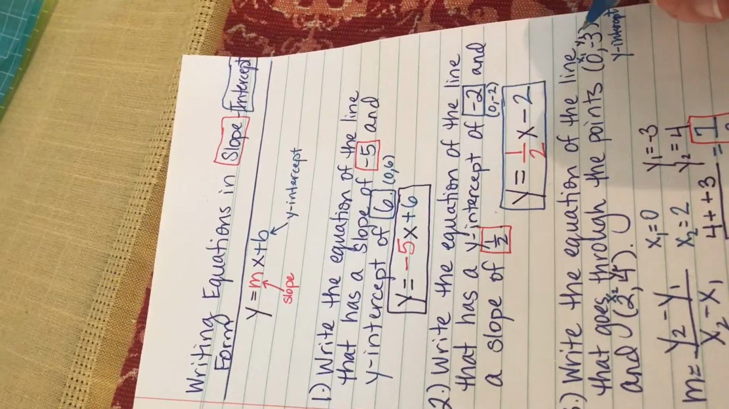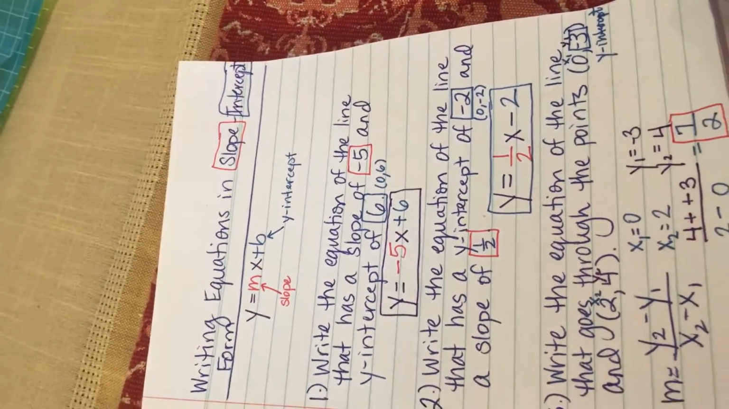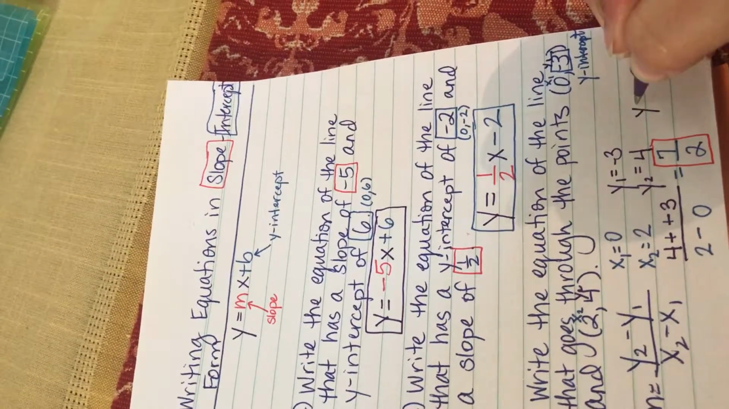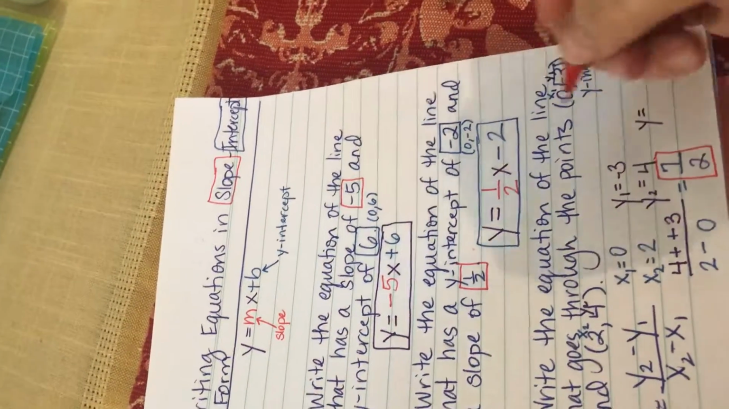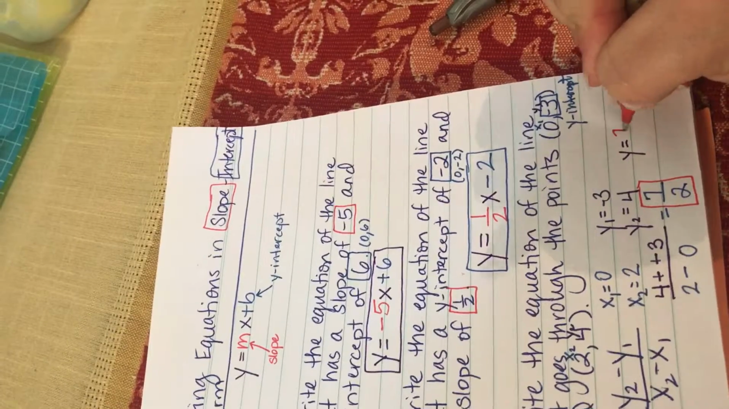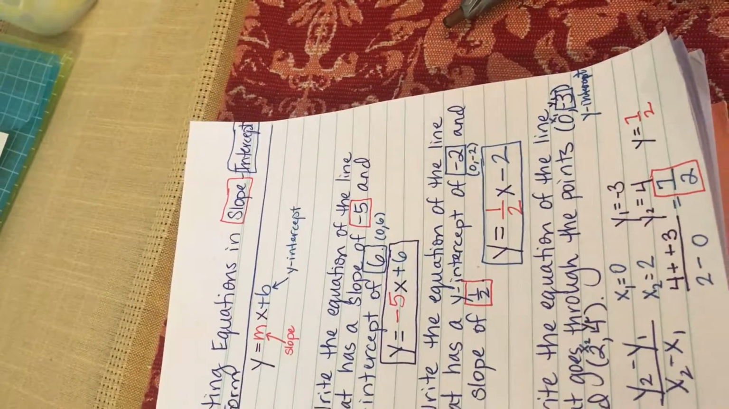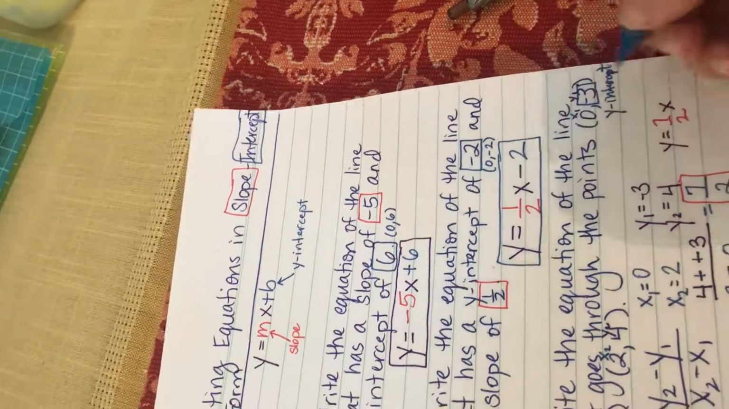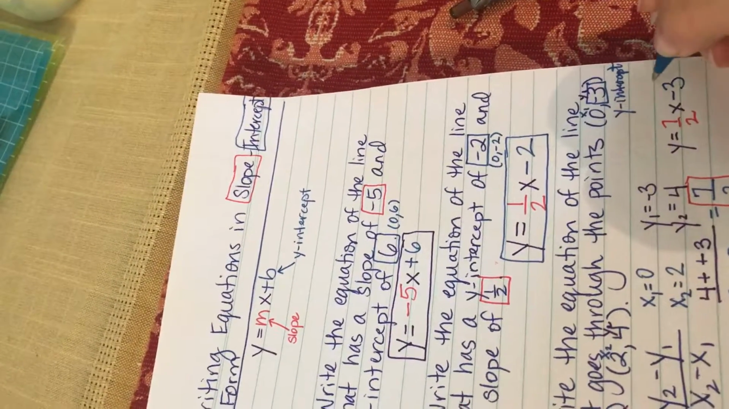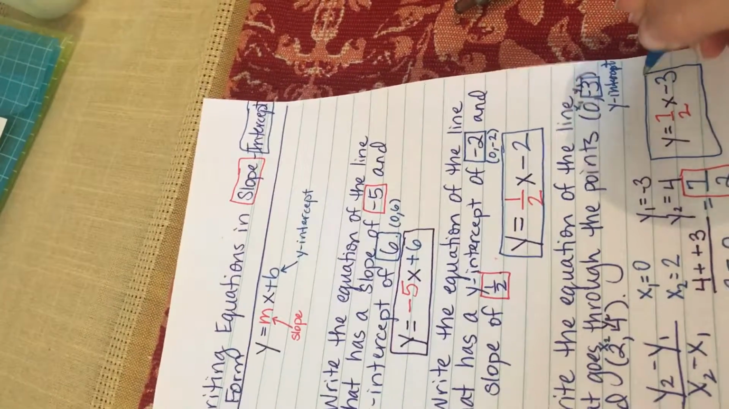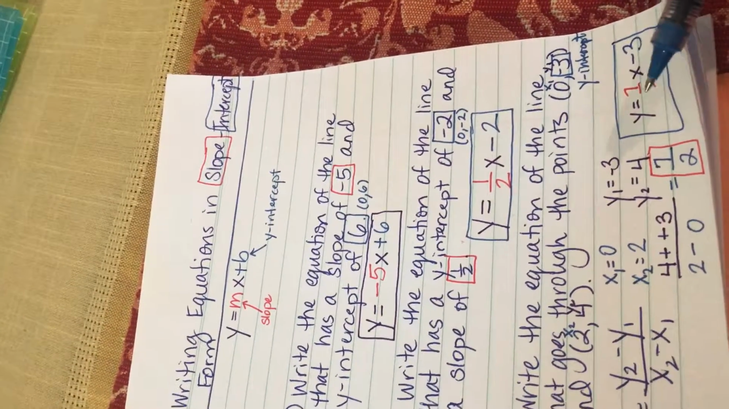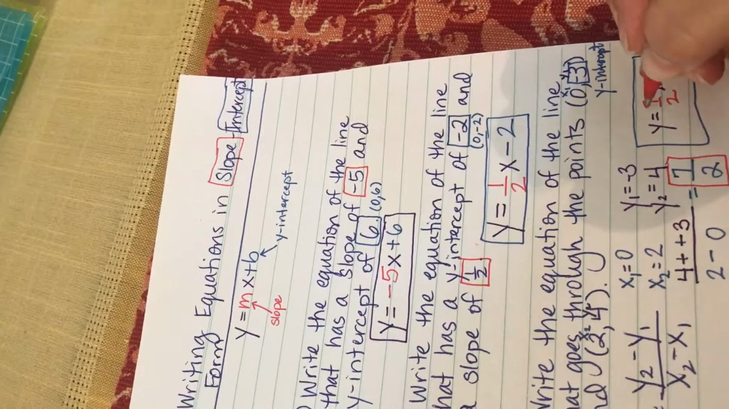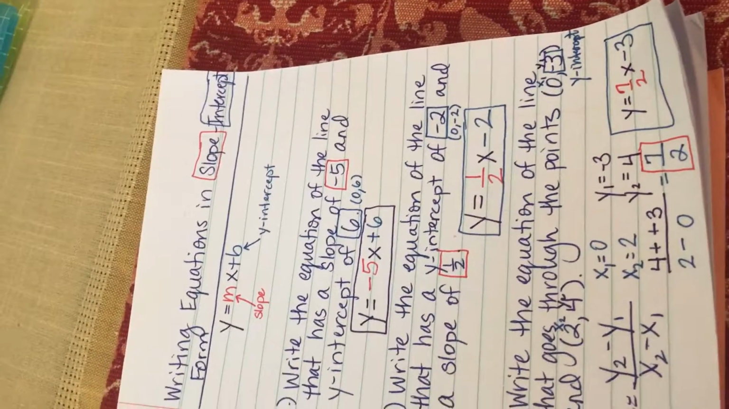And I know that my y-intercept is -3. So I can write my equation. Y equals my slope times my x, and then my y-intercept, which is -3. And this is my equation in slope-intercept form. Y equals 7 over 2 x minus 3. Okay, and I'm finished.